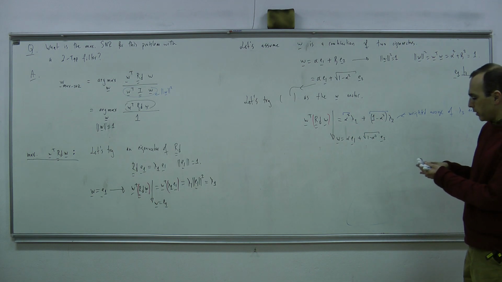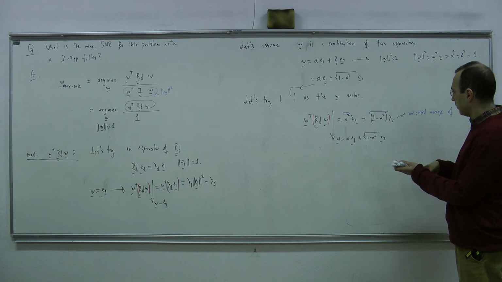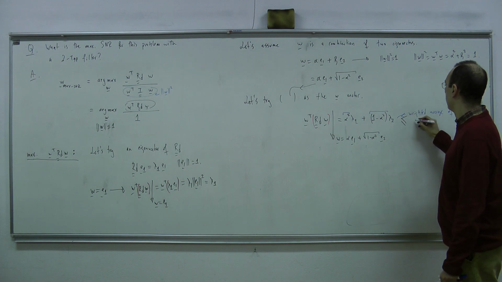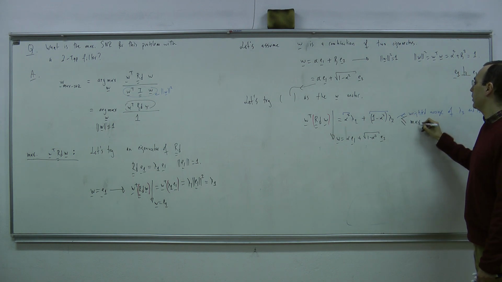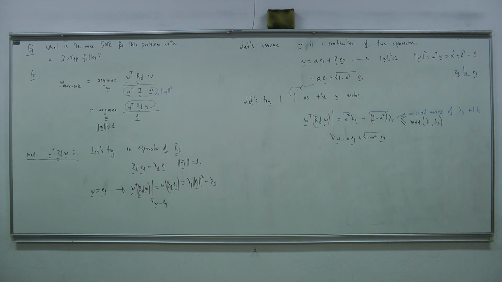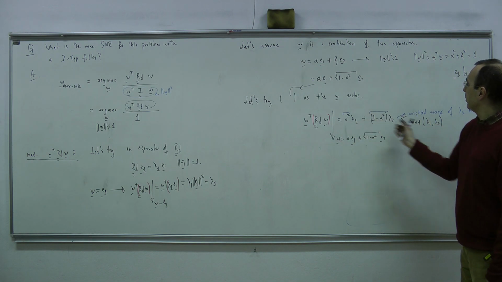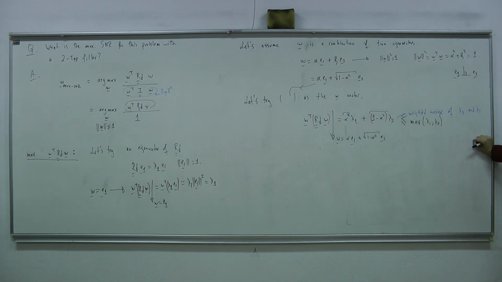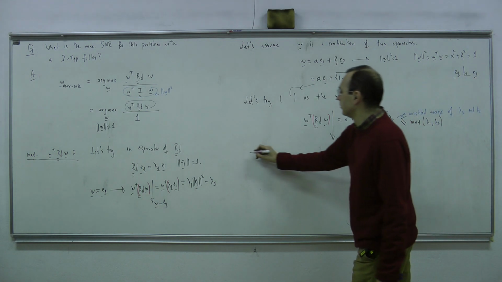So clearly we see that this is smaller than the maximum of lambda 1 or lambda 2, because this is the weighted average. Average function output is always smaller than the maxima, and it's greater than the minima, isn't it? So this is the case. What's the conclusion? So I see that conclusion.